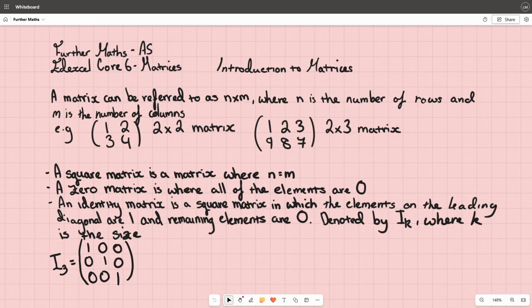So a square matrix is a matrix where n is equal to m. So for example, you saw the 2 by 2 matrix, that's a square matrix because they're both the same. A zero matrix is where all of the elements are 0, and that is denoted by the number 0. And an identity matrix is a square matrix in which the elements on the leading diagonal, which starts on the top left, are 1, and all remaining elements are 0. It's denoted by I with subscript k, where k is the size. So there we have I3, where it's a 3 by 3 matrix with a diagonal starting in the top left of 1, and everything else is 0.